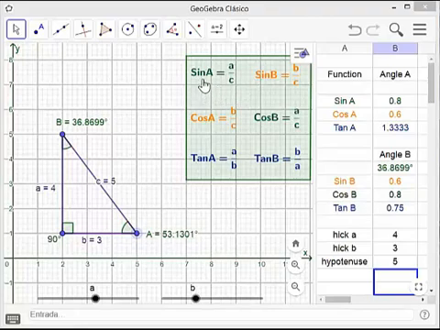Sine of A equals A divided by the hypotenuse. That means 4 divided by 5, the easy result is 0.8. Sine of A equals 0.8. This number has no units, it is just a simple number.